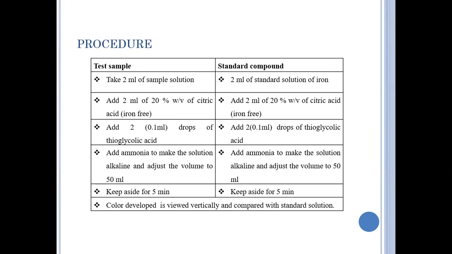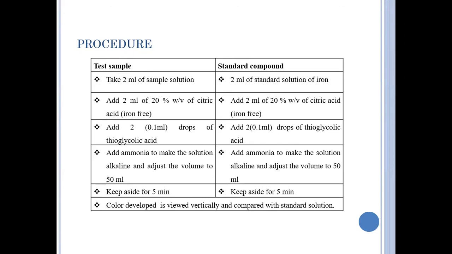Then we are going to add 2 ml of 20% weight by volume of citric acid in both test as well as standard. Remember, the citric acid which we are going to use should be iron free. Then add 2 drops of thioglycolic acid in both test as well as standard, or you can say 0.1 ml.